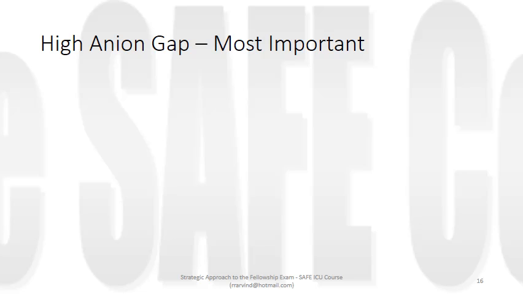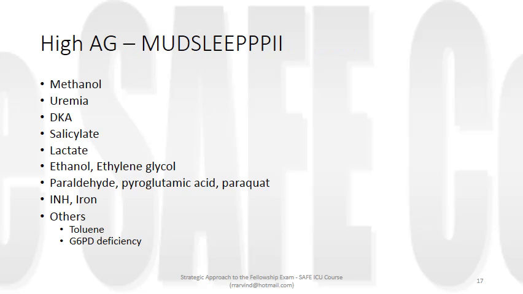And the good news about high anion gap is, for this you have several acronyms. Okay, I know of many. The one that I like using is this thing called Mud Sleepy. This was given to me by someone, and what I have done is taken it on and added letters to it. And what you will find is you will also keep adding letters to this.